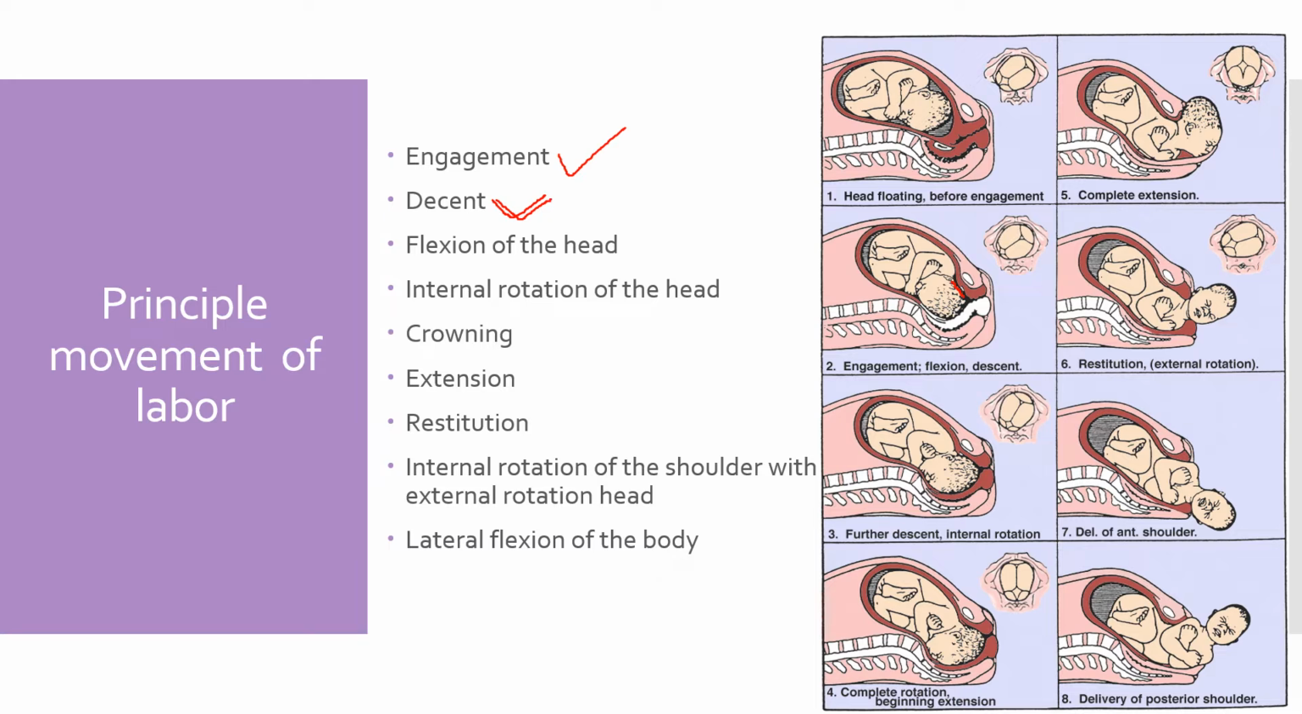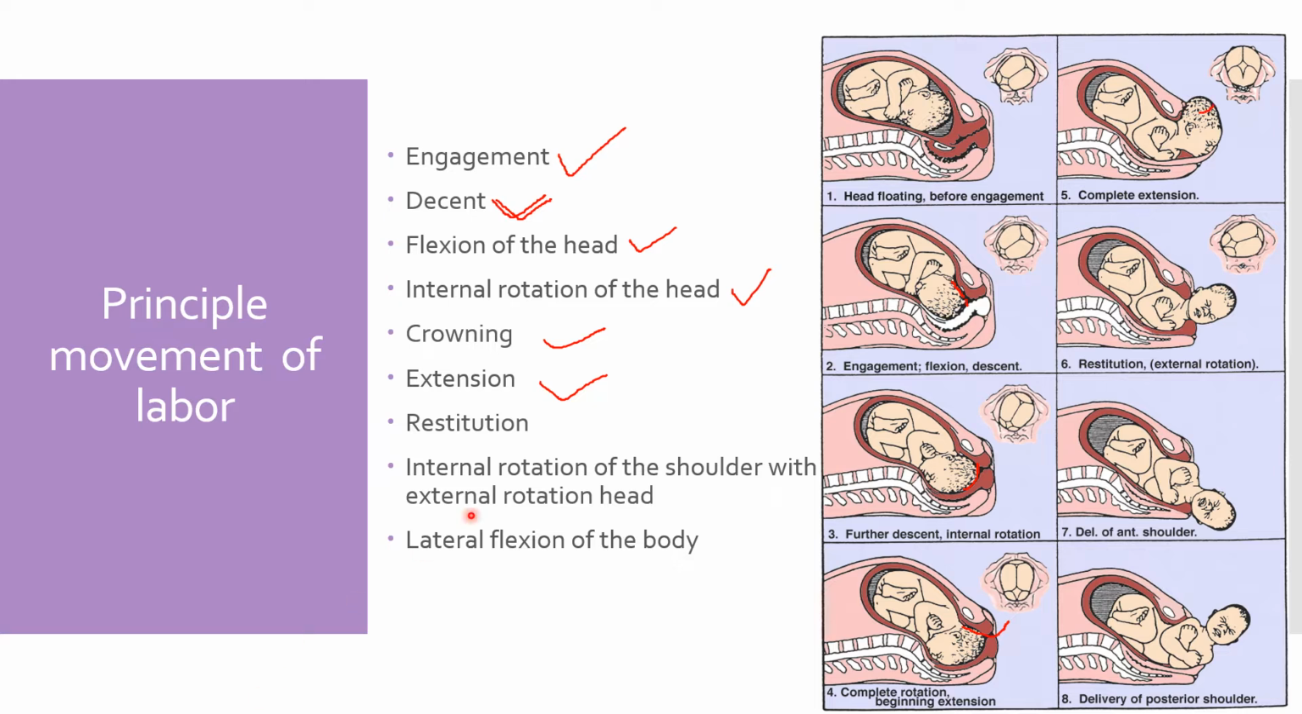Okay. The next one is flexion of the head. Once the head meets the resistance of the birth canal, the head starts to move in a flexed forward direction. Then internal rotation of the head. With further flexion, the internal rotation of the head will occur. After the internal rotation of the head, there will be the crowning. Crowning means the occiput has just escaped from the symphysis pubis to the subpubic arch. So that is the crowning. After the crowning, there will be the extension. So this part is the extension.